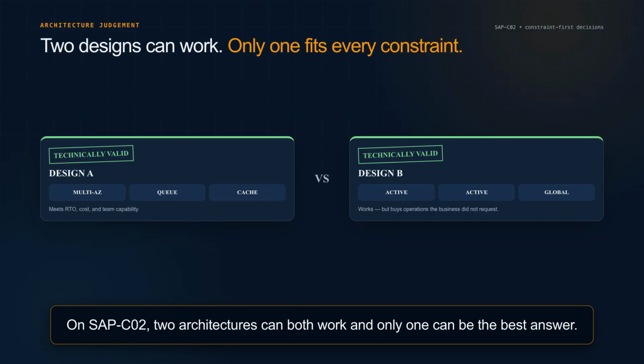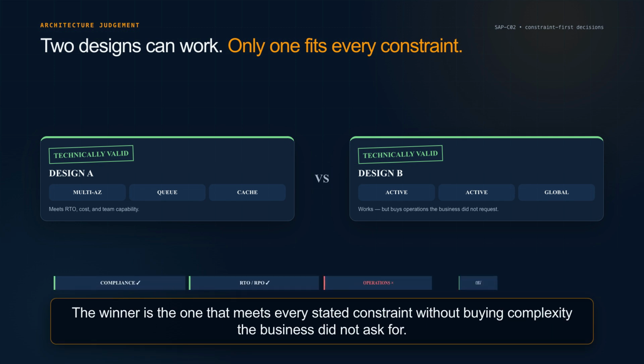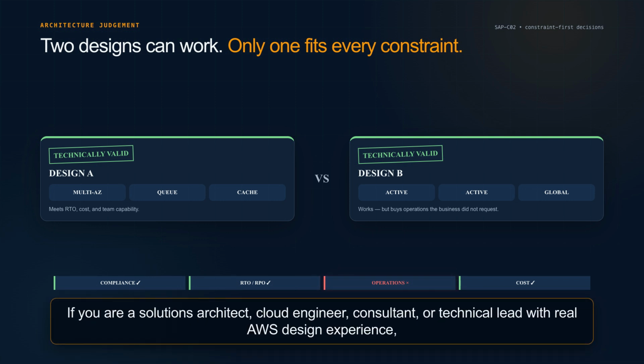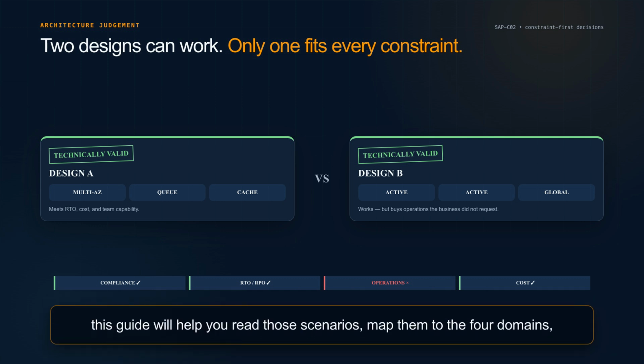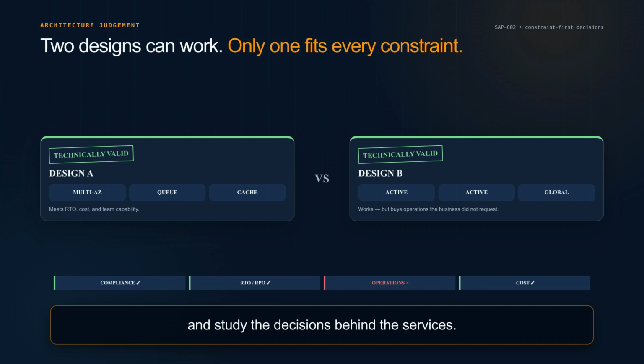On SAP-C02, two architectures can both work and only one can be the best answer. The winner is the one that meets every stated constraint without buying complexity the business did not ask for. If you are a solutions architect, cloud engineer, consultant, or technical lead with real AWS design experience, this guide will help you read those scenarios, map them to the 4 domains, and study the decisions behind the services.